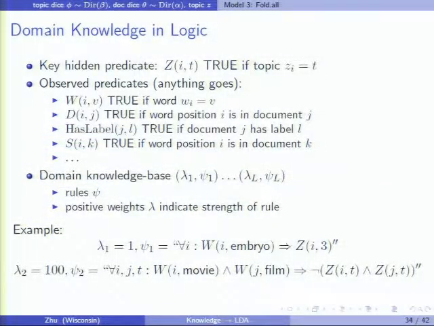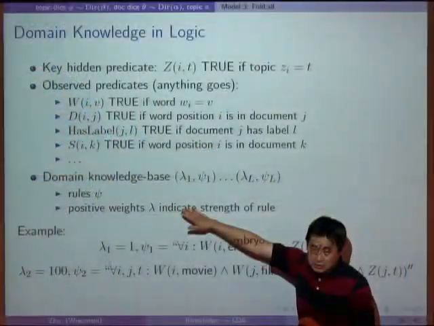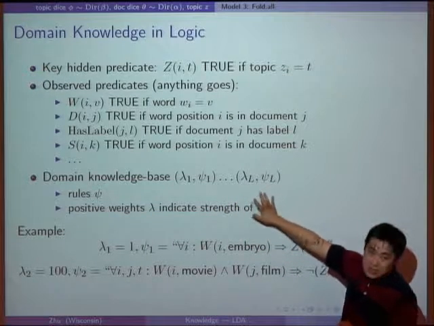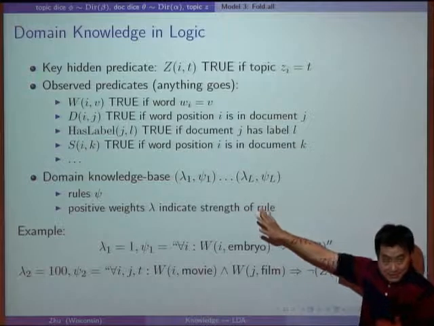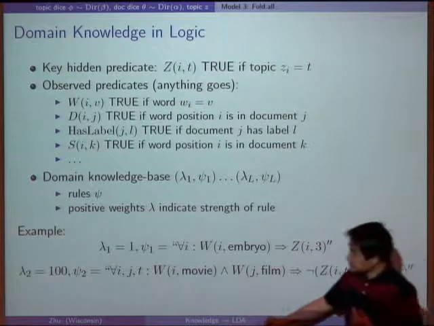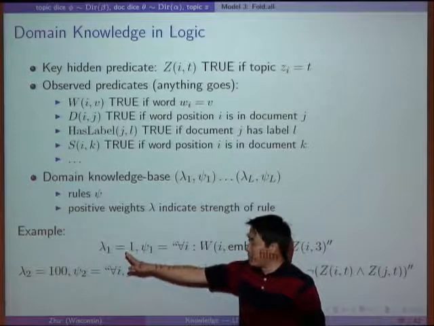Now the key is you're going to use this to write rules in logic, call those psi. You can write big L number of rules. Each one is associated with a positive weight lambda. Okay, that's the standard Markov logic network setting. For example, I have two rules here. The first one is weak. It has a weight of 1.